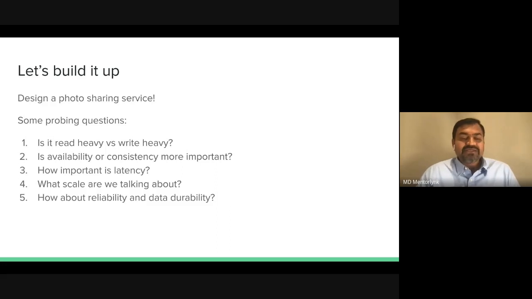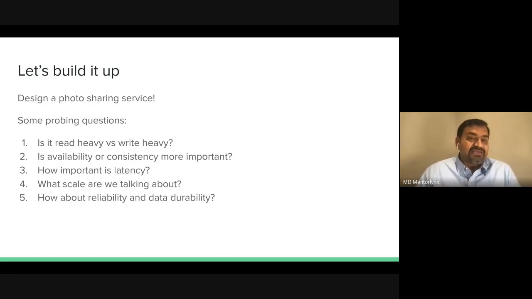Is availability or consistency more important? Which one is more important? And you'll see this trade-off time and again: availability versus consistency. What would you choose? There's a theorem called the CAP theorem. I'm sure some of you may know about it, and it's covered in detail in my course as well. But that's a question you want to ask.